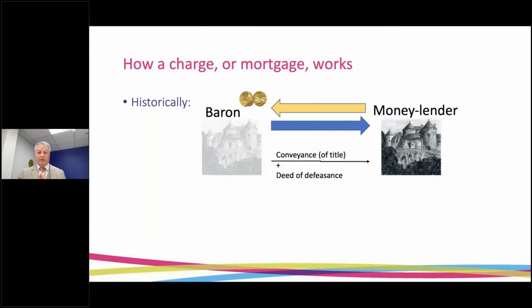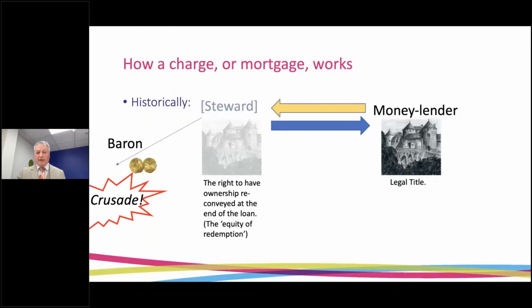So we've got here a baron who wants to go off on crusade and borrows the money to do it, and he will have conveyed the title to his estate to the money lender, coupled with a deed of defeasance. And the deed of defeasance is essentially the loan agreement saying, in effect, that if the baron manages to repay the debt in full by the due date, then the moneylender will be obliged to transfer the baron's estate back to him. And the baron goes off with his money on crusade to go and plunder foreign lands and get rich, leaving his estate in the hands of his steward.